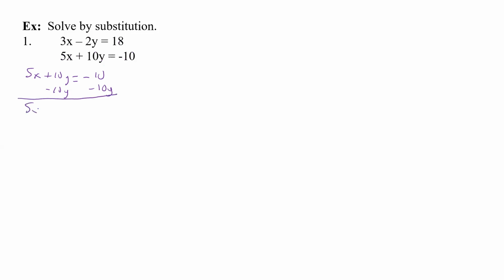So I have 5x then equals -10y minus 10. I'm going to divide by 5 on everything. And I get x is equal to -10 divided by 5, which is -2y, and -10 divided by 5 is -2. Okay, so now I've got one of the equations in terms of one variable.